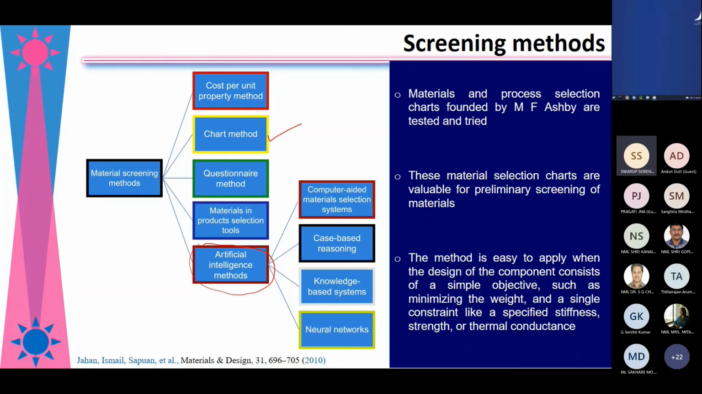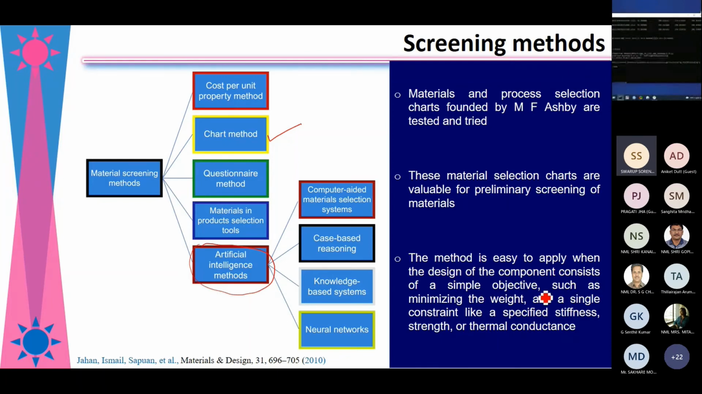And screening methods are basically applied to charts made by Professor MFSB, and these are tested and tried. And these material selection charts are available for preliminary screening of materials. I'll come to what the charts are. And then the method is easy to apply when the design of the component consists of a single objective.